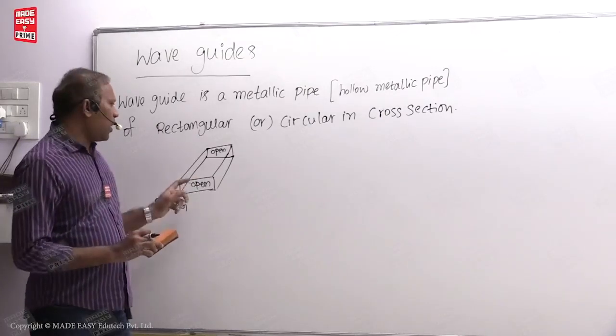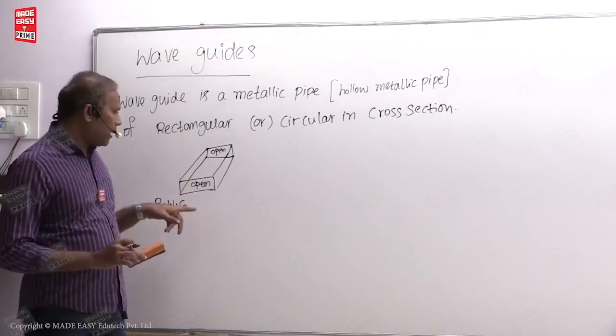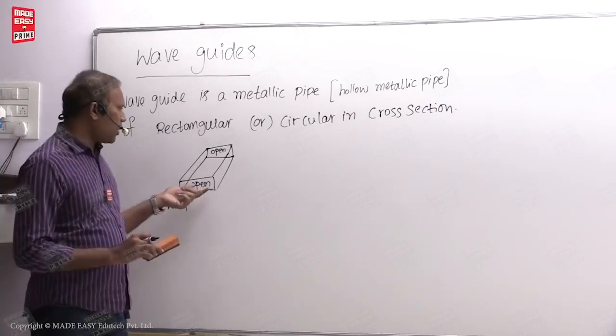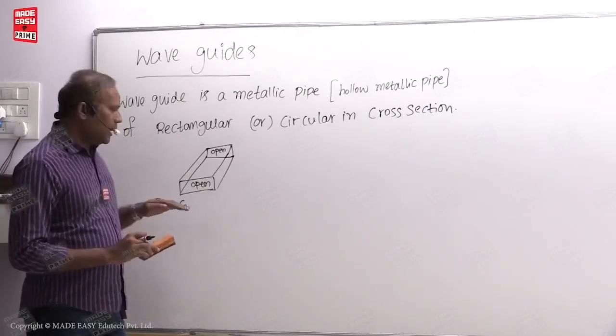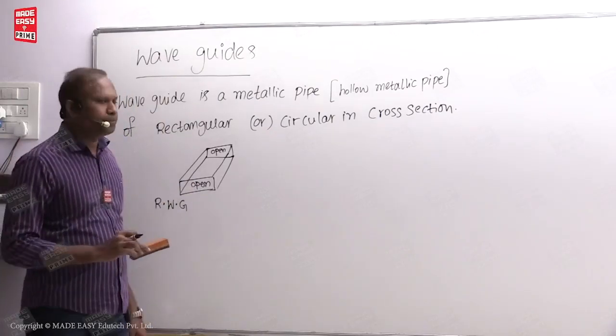It is a hollow. Hollow means inside empty. Hollow metallic pipe of rectangular cross section, and this end is also open. That end is also open. You will be sending EM wave here. EM wave will be coming out there.